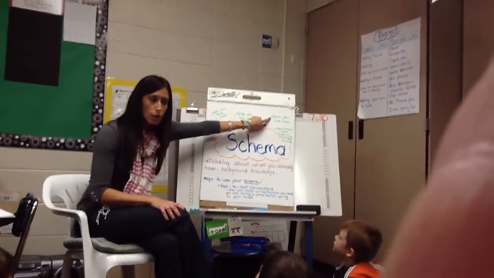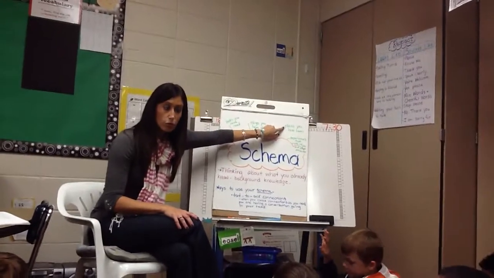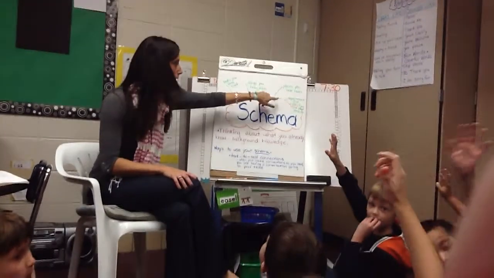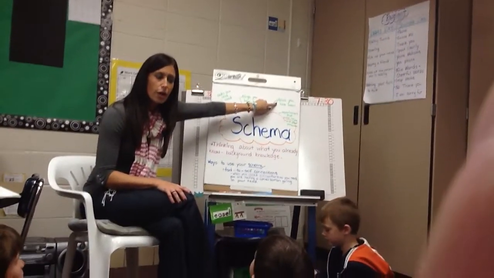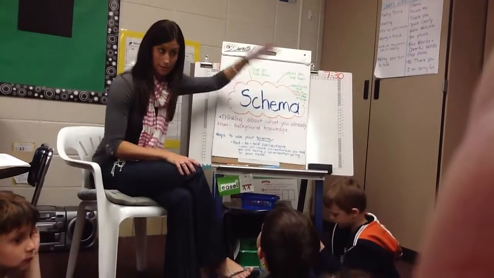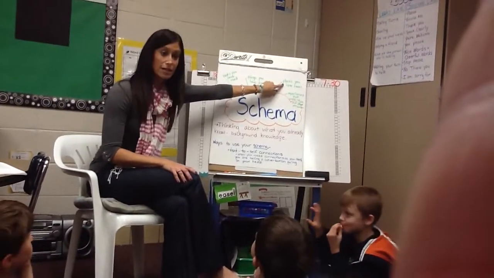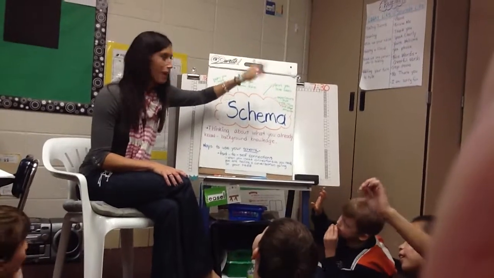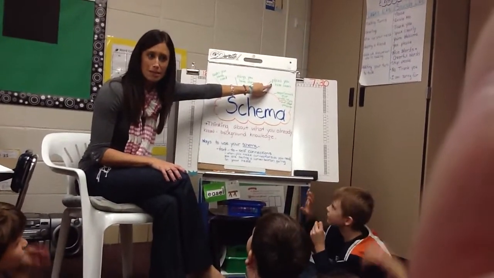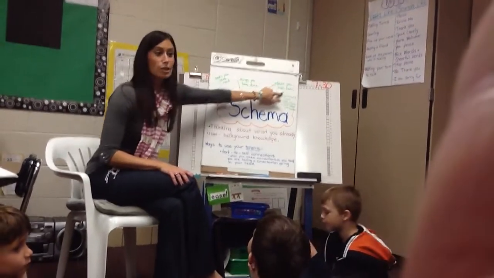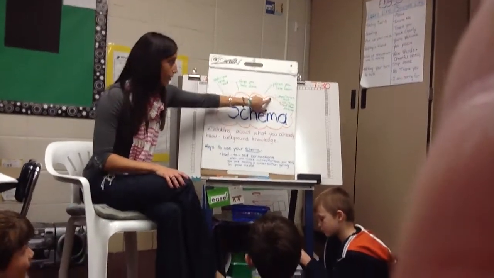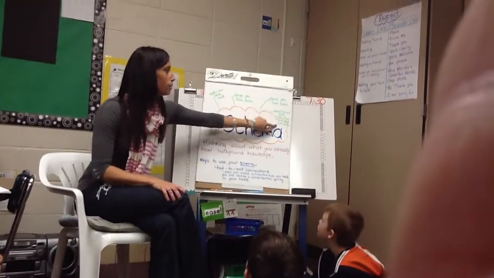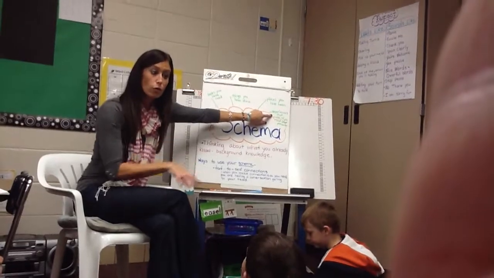How many of you have been to a movie theater? How many of you have been on a car ride to some place? How many of you have been to school? How many of you have been to Grandma or Grandpa's house? That's a place that you've been. That's your schema. Your schema is also experiences that make up you.